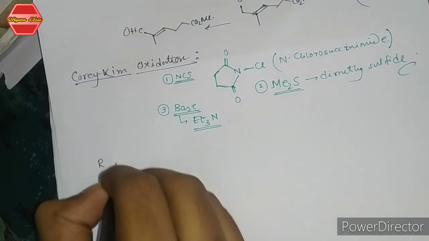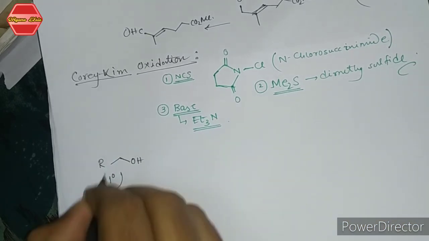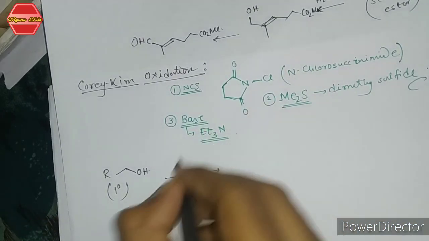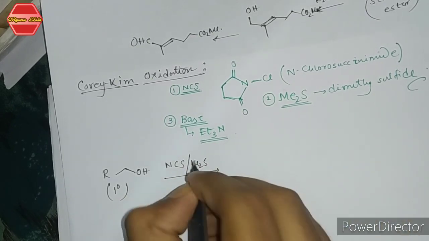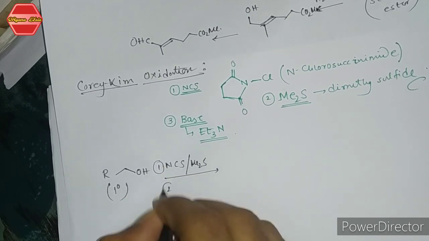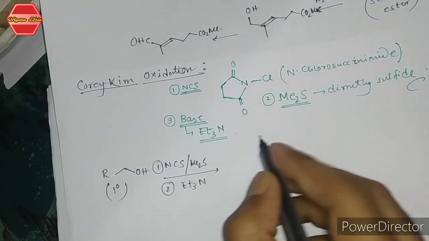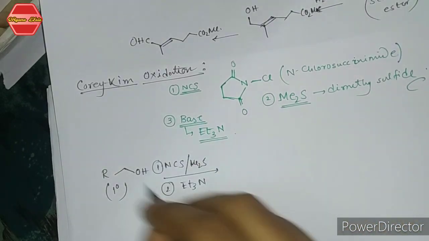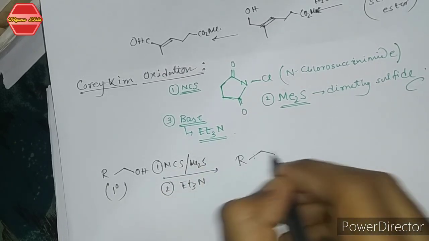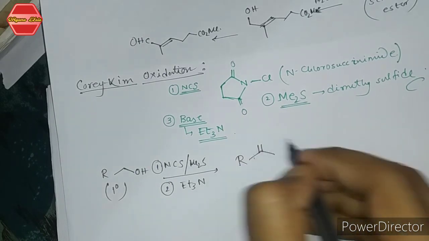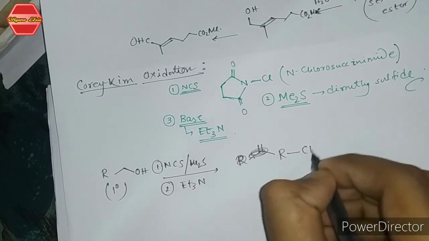Okay, so now see, I am writing a compound like this. This is a primary alcohol, 1 degree, and you have given NCS and Me2S, and then the solvent 1 and 2. You have used a base like Et3N. Then the product after this kind of reagent is this, like this. This is aldehyde, or CHO. Sorry, there's a mistake. Or CHO.